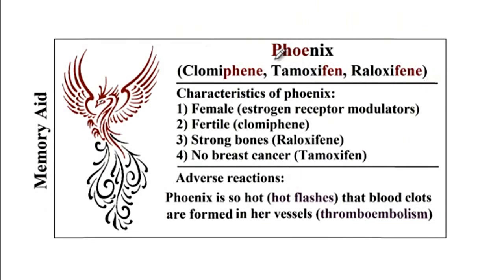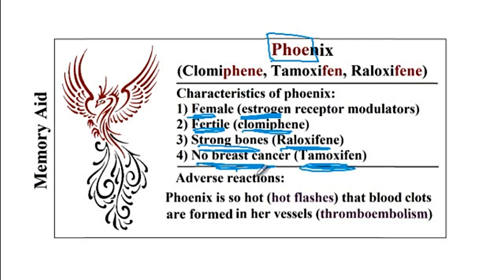So here is the memory aid that I have for you to remember Clomiphene, tamoxifen, and Raloxifene: their feature is that "phen" is what is at the end of all of these drugs. So Phenex is a female, so these medications are estrogen receptor modulators, which is fertile, so Phenex can lay many eggs. So Clomiphene is used for inducing fertility. And then Phenex has strong bones, never develops osteoporosis, which is a feature of Raloxifene that is used to prevent osteoporosis. And then Phenex doesn't have any breasts, so it cannot develop breast cancer.